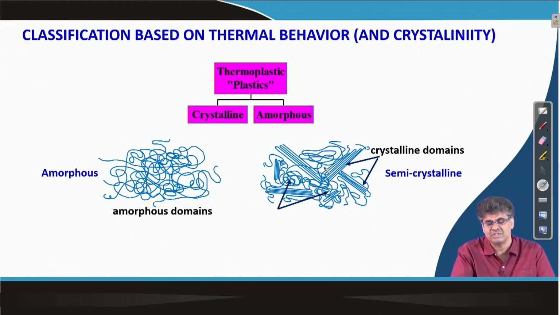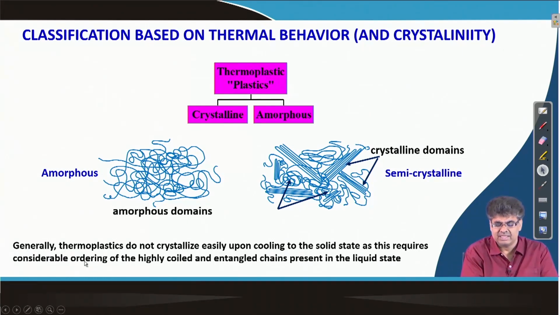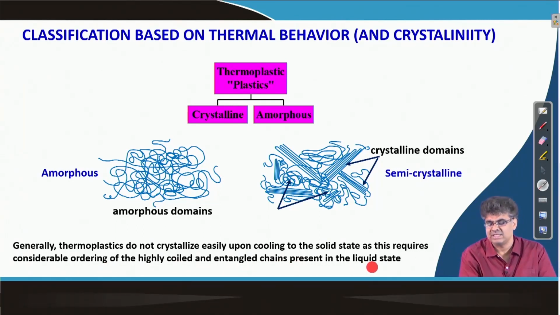So, it is very difficult, almost impossible, for all the chains to come and align themselves parallel so that they can make crystalline. As you can appreciate, because of the large molecular weight or large size and entanglement, these polymer chains cannot crystallize 100%. Basically, thermoplastics do not crystallize easily upon cooling to the solid state, and this requires considerable ordering of the highly coiled, entangled chains present in the liquid state.